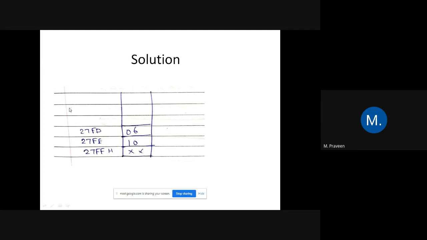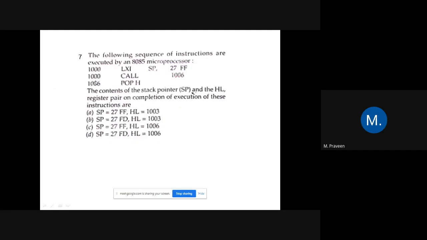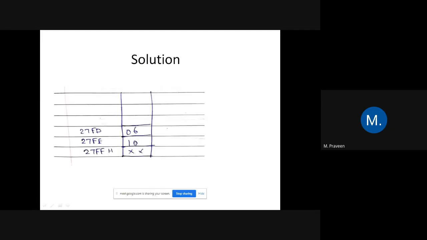While doing the call instruction, the current program counter value is moved to the stack. So from 27FF it will be decremented by 1, so now it will become 27FE. In that address it will move 10 here. This is the program counter value, and this has to be moved to the stack. After moving this value, the new value of the program counter is going to be 1006. So 10 will be moved to the address 27FE.